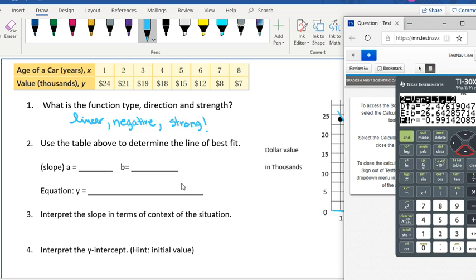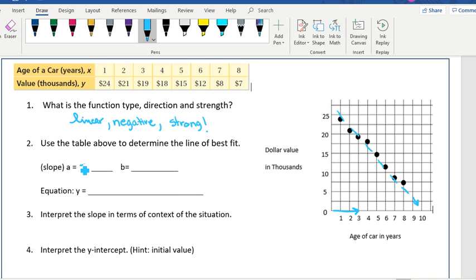So a is negative 2.5. You can call it negative 2.47 or 48 if that's what you want to do, but I'm just going to take it one decimal back. So negative 2.5, 26.6. Negative 2.5, 26.6. Back to my calculator.